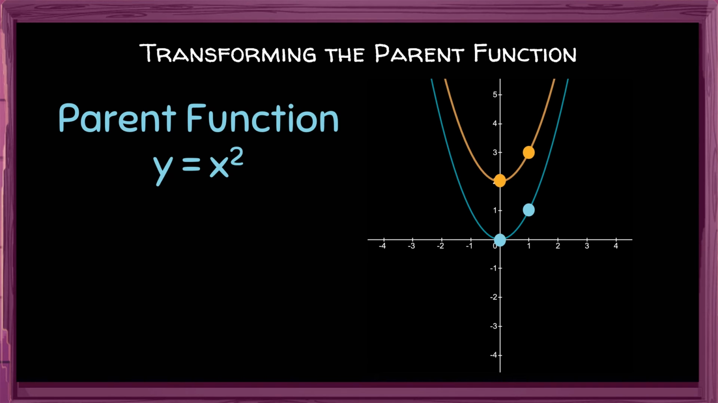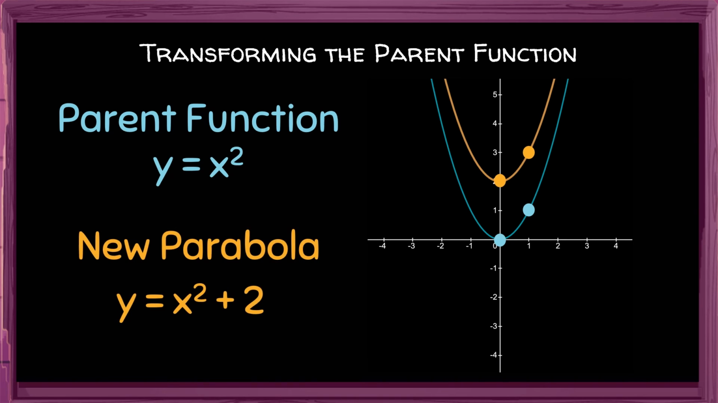So, how do you think we would write the equation for our higher parabola? Well, the parent function is y equals x squared. So if we add 2 to it, we get y equals x squared plus 2. Is that the equation of our new parabola? That's right, Codette. Our higher parabola has the equation y equals x squared plus 2.